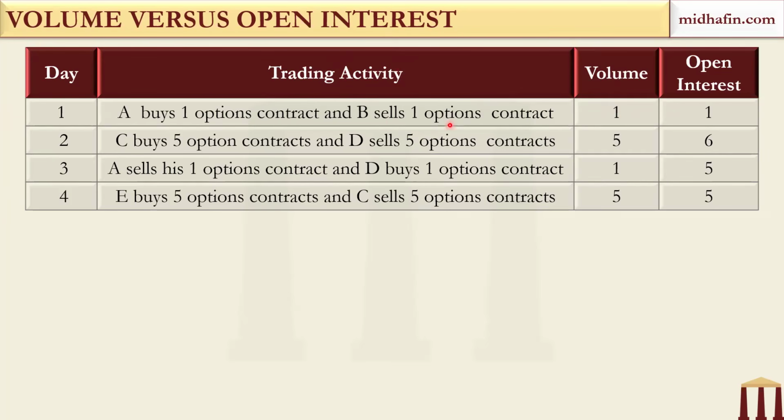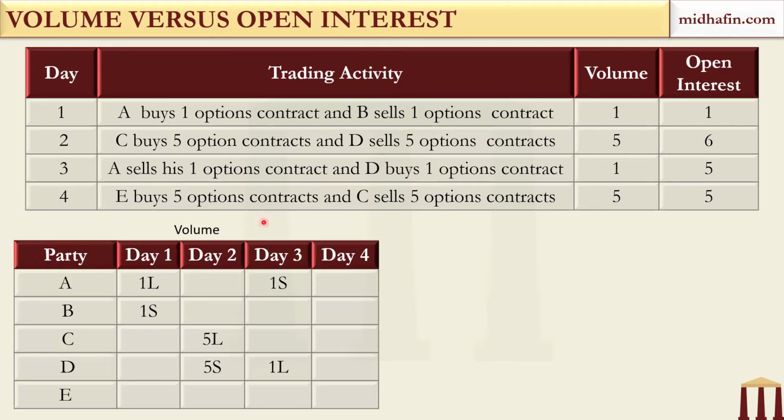Okay, so let's try and dissect all these days properly and the volume and open interest calculation. Okay, OI is not clear. Okay, so let's see volume first. So see, for volume on day one, party A and B, there is one long and one short position, right? There is one long and one short.